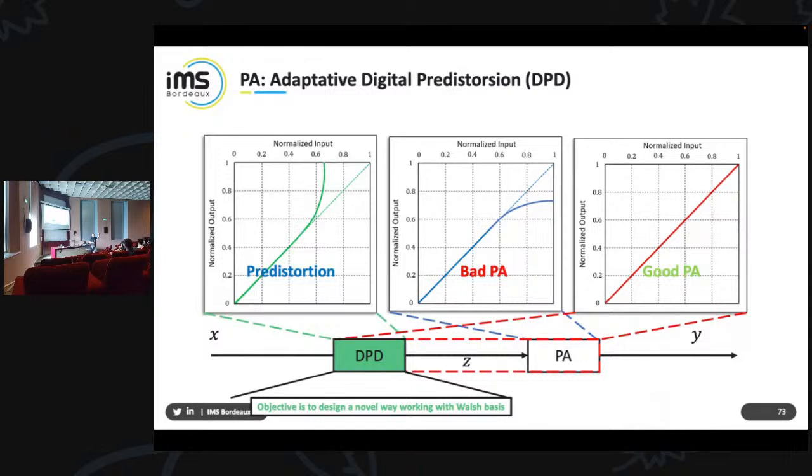Also, not only about temperature, it's also aging. When your PA is new, it works perfectly. But with age, when it gets older and older, it's not the same. It needs time to recover. Like me, I took one day. I'm like the PA. So my characteristic is changing over time.